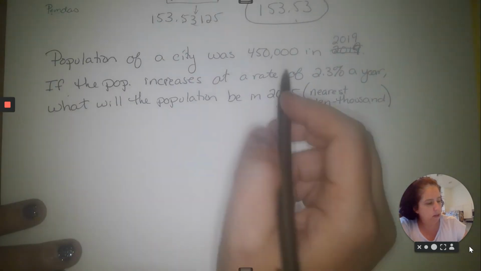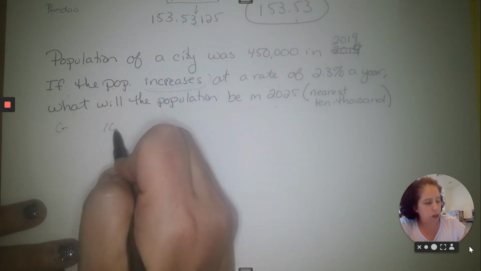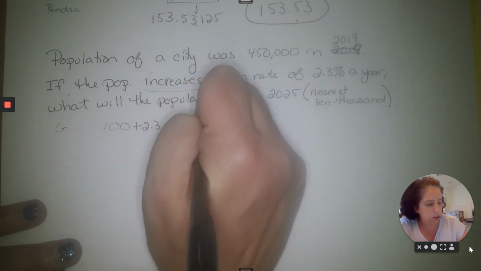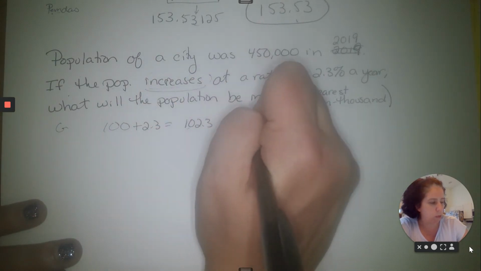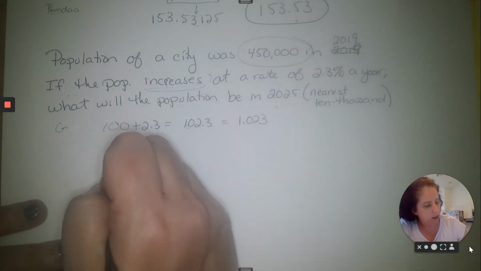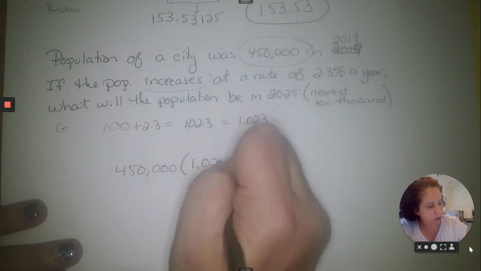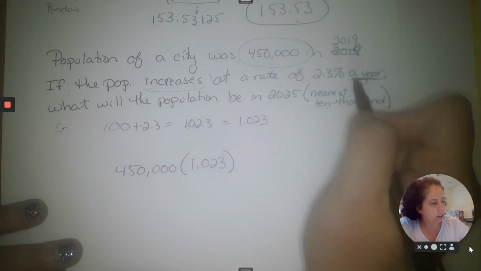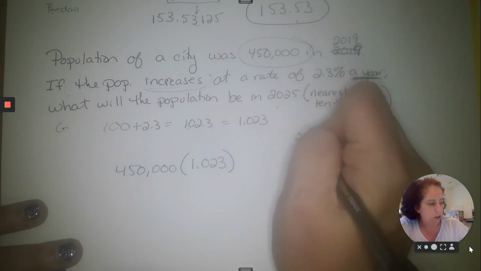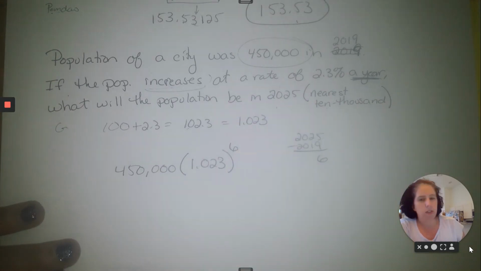Okay, so again, growth or decay, this is increases, so it's a growth. Okay, so now you're going to do 100 plus the percentage, so 2.3. So it's going to give us 102.3, move the decimal over, so 1.023. Okay, so that's my multiplier. So use your original amount, 450,000 times 1.023. Okay, it's a year, so I got to figure out how many years is it from 2019 to 2025. So 2025 minus 2019, that's 6 years. So that's going to be a 6 up there.